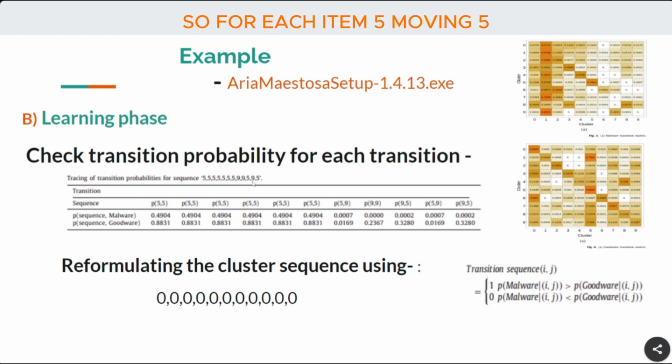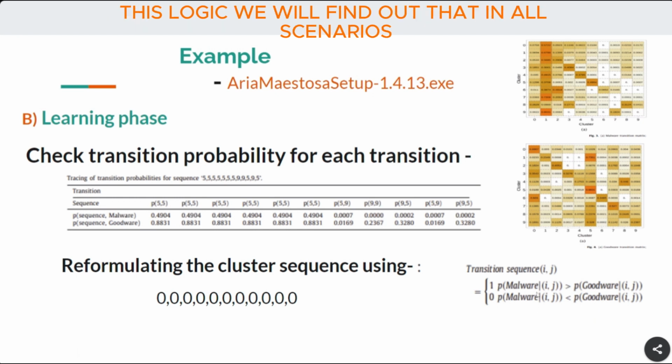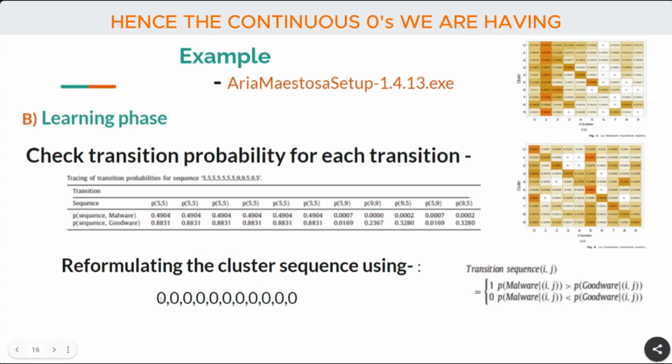So for each item, 5 moving to 5, 5 moving to 5, most of it is repetitive. In case you want to confirm, you can pause your video. But essentially, when we compare the probability of the malware and goodware using this logic, we'll find out that in all scenarios, goodware outweighs the malware. Hence, the continuous zeros we have there.